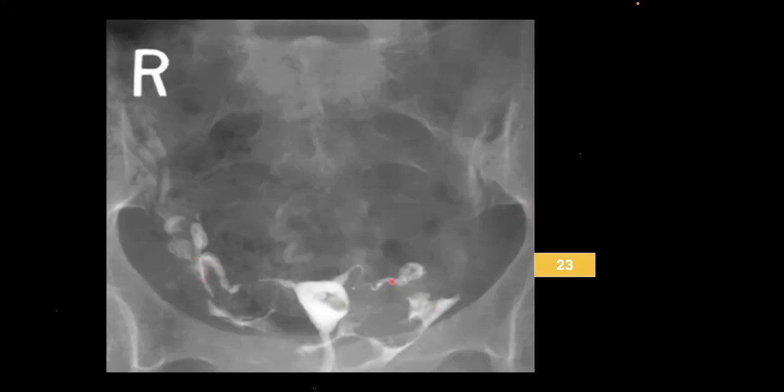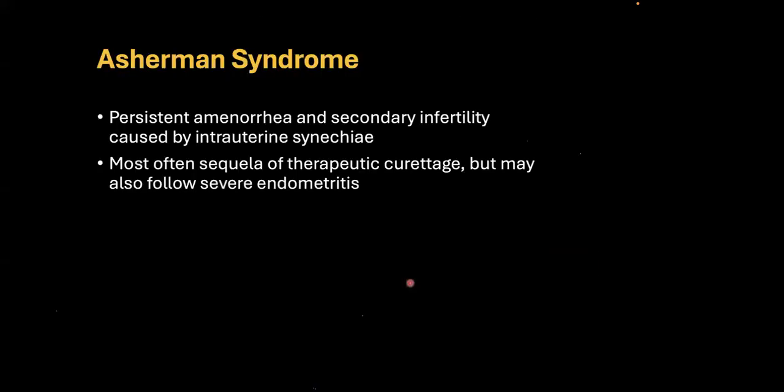And there is also spillage of contrast. So I guess the left one is patent, the right one also shows some spillage. So both the fallopian tubes are patent, but they are not in the normal location. They are displaced. One is here and the other is fine, but they are somewhat lateral. So this is a case of Asherman syndrome, and there are multiple adhesions in the pelvic cavity which is causing this.